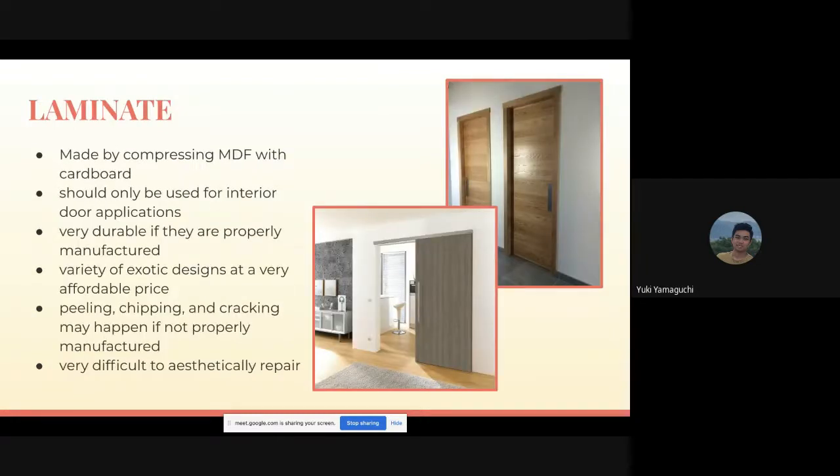And lastly, we have laminate doors. Laminate is made by compressing MDF with cardboard. It should only be used for interior door applications. It is very durable if only they are properly manufactured. It has a variety of exotic designs at a very affordable price. And peeling, chipping, and cracking may happen if not properly manufactured. And it is also very difficult to aesthetically repair if scratches or holes happen.